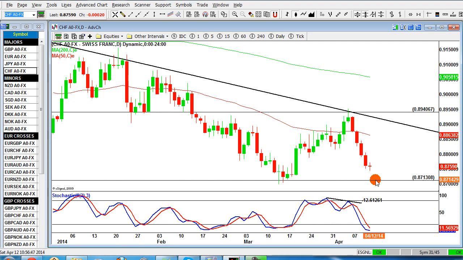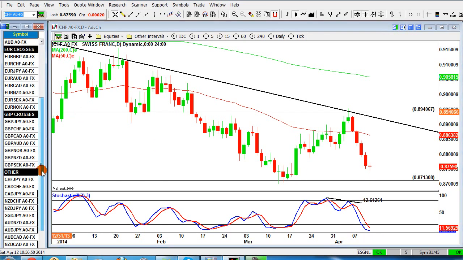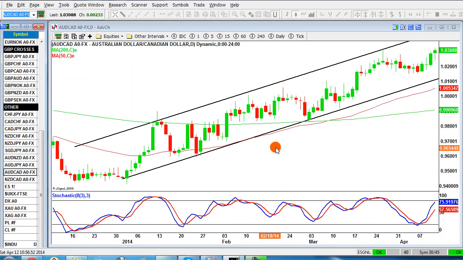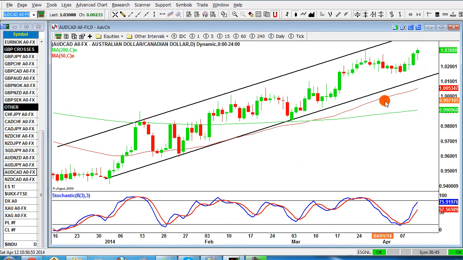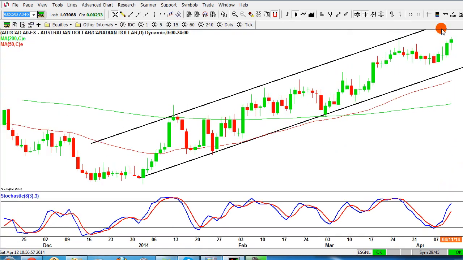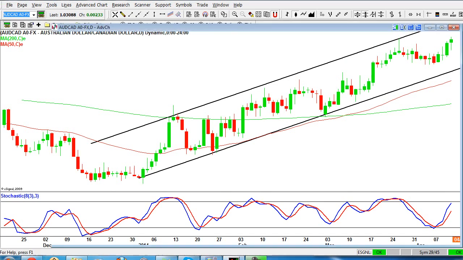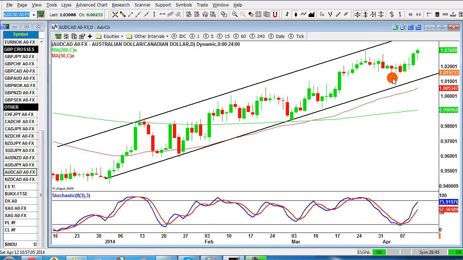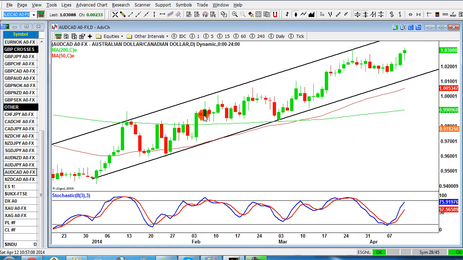So that's dollar Swiss. Let's have a look at Aussie CAD. It was a trade that I really liked for many reasons. Slightly different to the dollar Swiss trade, but still a collection of clues. Okay, so Aussie CAD, we can see a very strong uptrend in this very clear channel, finding support off the bottom and finding resistance up off the top. We saw that we topped out around about the end of March with this big high test bar.